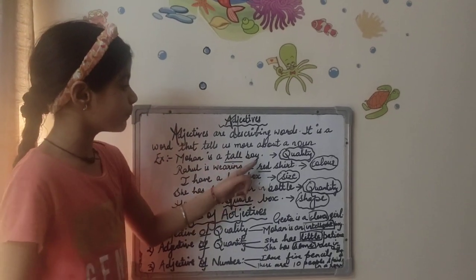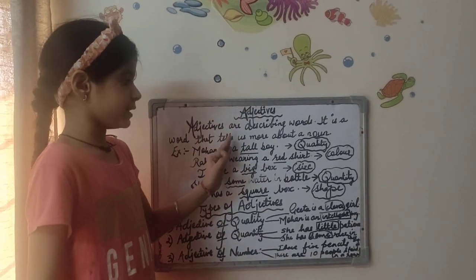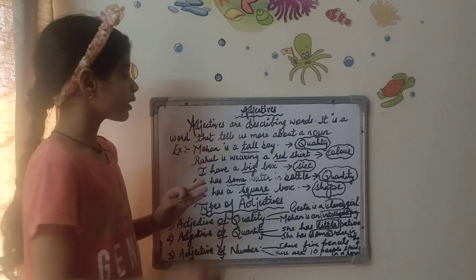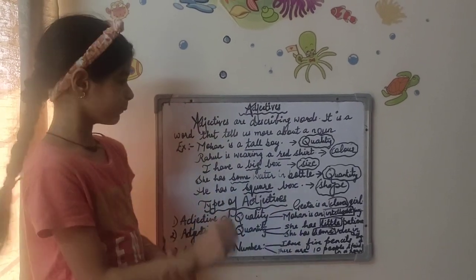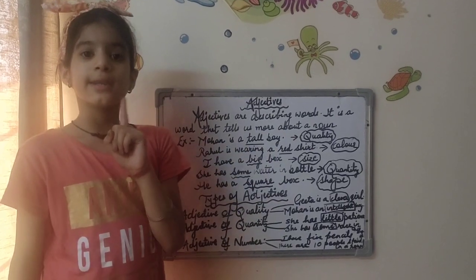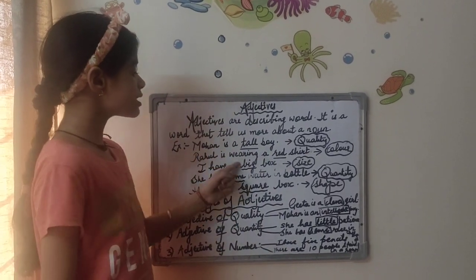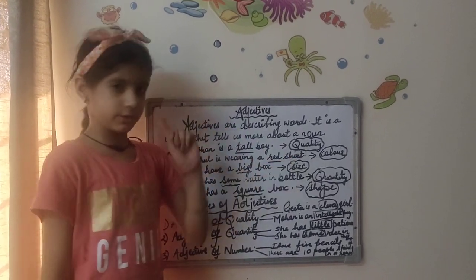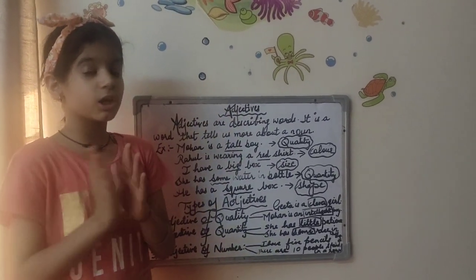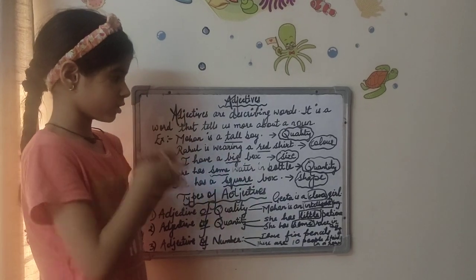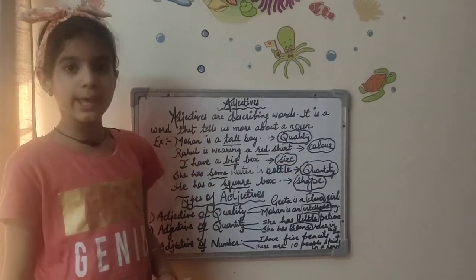Mohan is a tall boy. Tall is an adjective, and tall is also telling us about the quality of a person. So boy is a noun. Rahul is wearing a red shirt. So red is telling us about the color of the shirt. So shirt is also a noun.